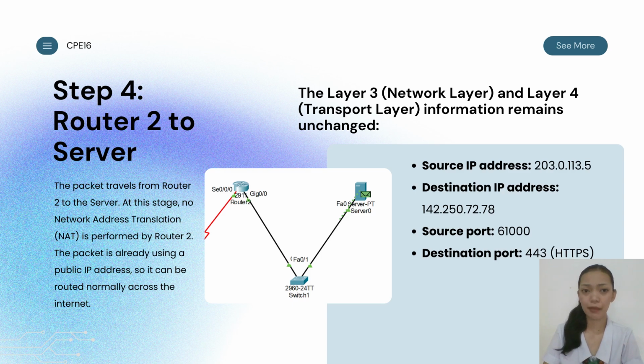So, what stays the same? The layer 3 network and the layer 4, which is the transport layer information, remain unchanged. Here, you can see that these are the source IP address, destination IP address, source port, and the destination port. These values remain constant because they identify the original sender and the final destination of the packet.